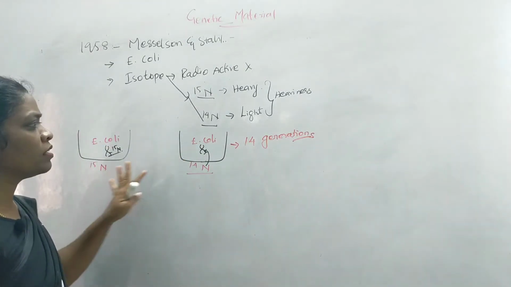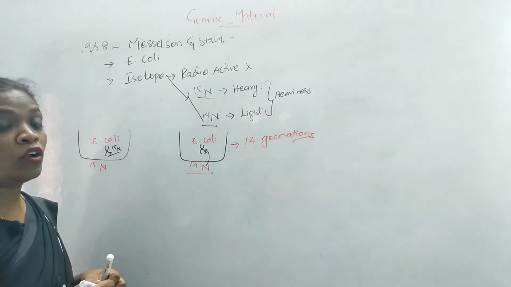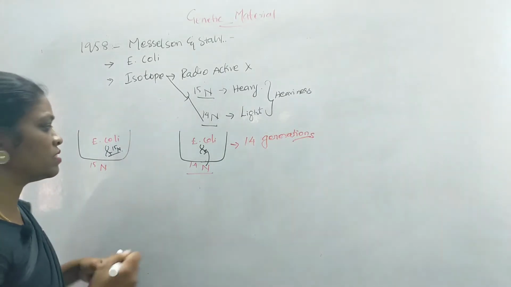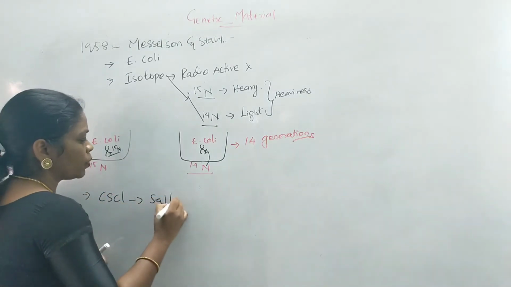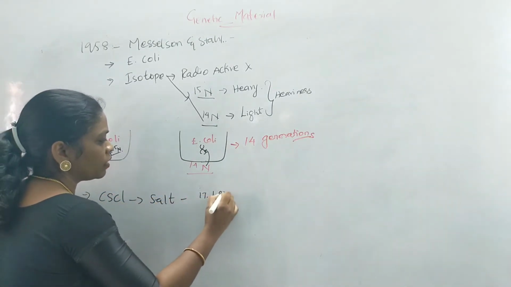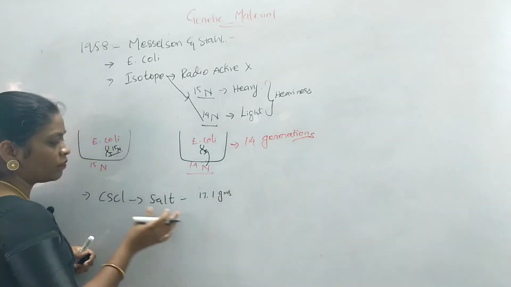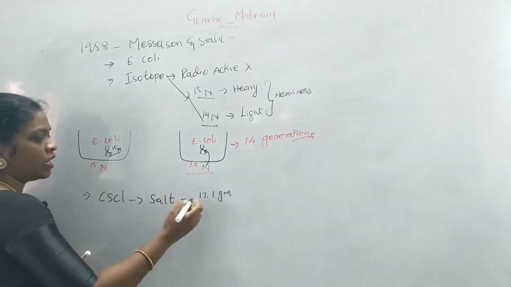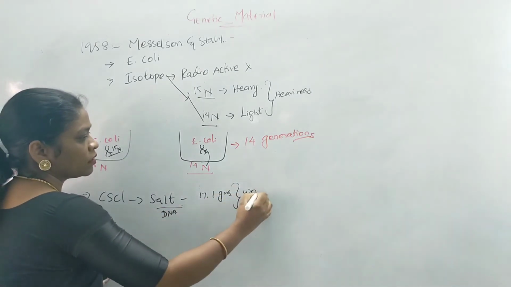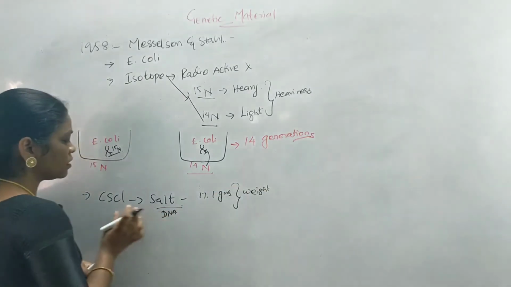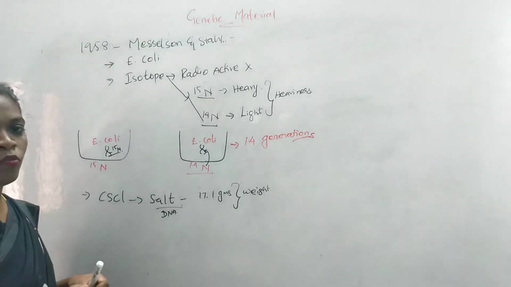So what they have done is cesium chloride gradient centrifugation. Cesium chloride is a salt actually. This is a salt which is around 17.1 grams in weight. The weight of cesium chloride and DNA is almost the same. So the weight of DNA and this cesium chloride salt is almost same.